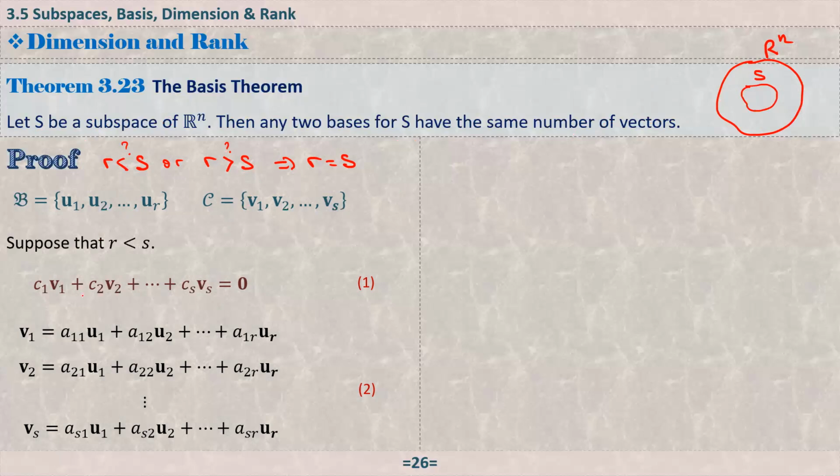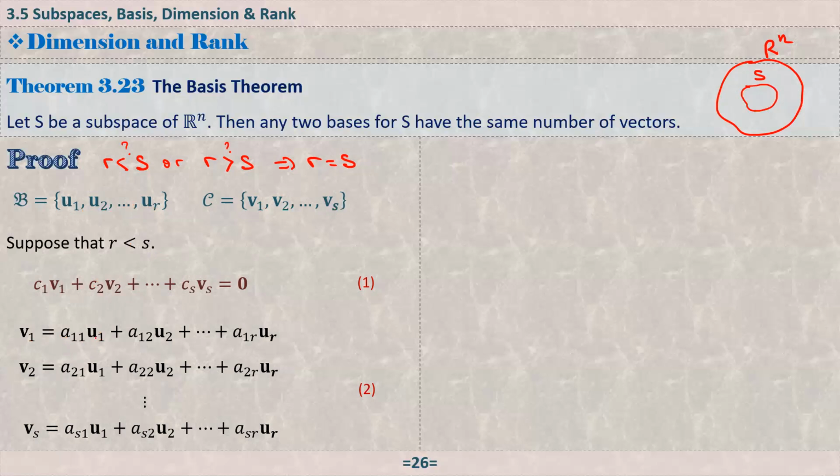In particular, for example, if you just write V1, these vectors V1, V2, Vs are living in S. And also these U1, U2, UR are also living in S. If you just pick any vector from S, I can write it as a linear combination of either these vectors, U1, U2, UR, or these vectors, V1, V2, Vs. So in particular, if you just pick V1 from this S, I can write it as a linear combination of these basis vectors, because these vectors are basis vectors.